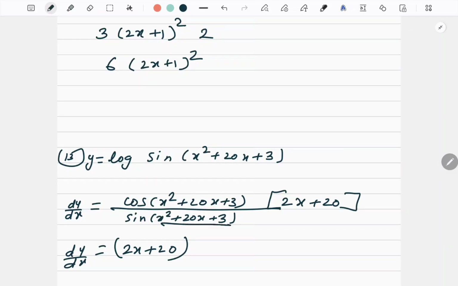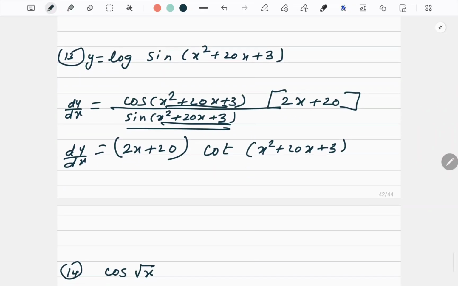If you observe, the theta is same. So cos upon sine is what? Cot. So cot of x square plus 20x plus 3. Even if you leave it like this, that is also correct. Okay. So this is the answer.